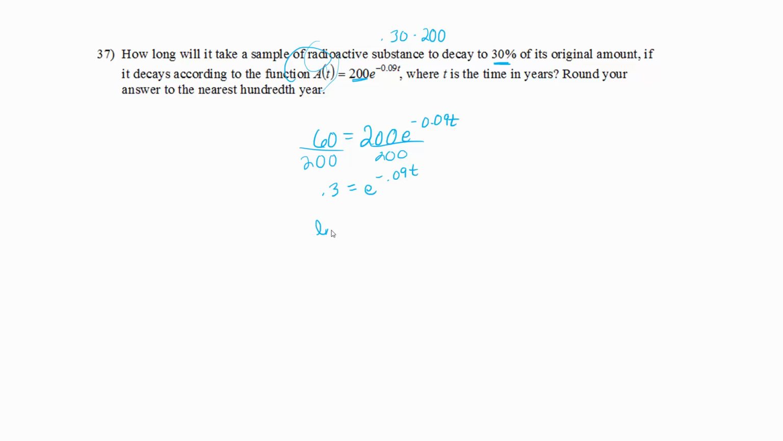Then we take the natural log of both sides and divide by negative 0.09. So we do ln of 0.3 divided by negative 0.09, and that gives us, if we round to the nearest hundredth, which is 2 decimal places, 13.38 years.